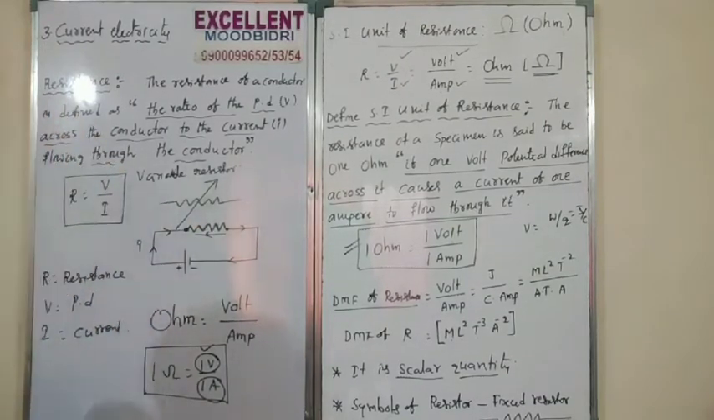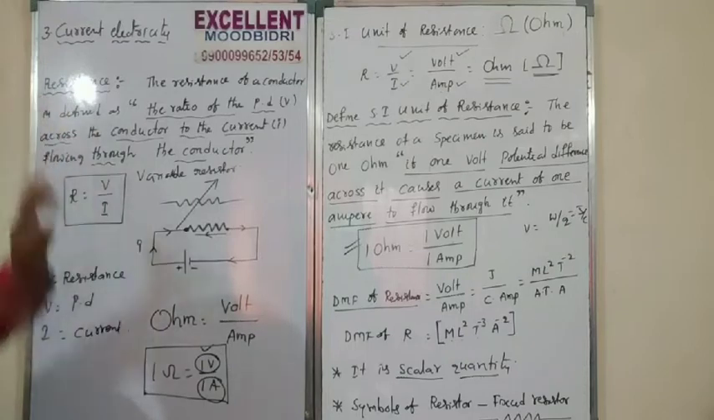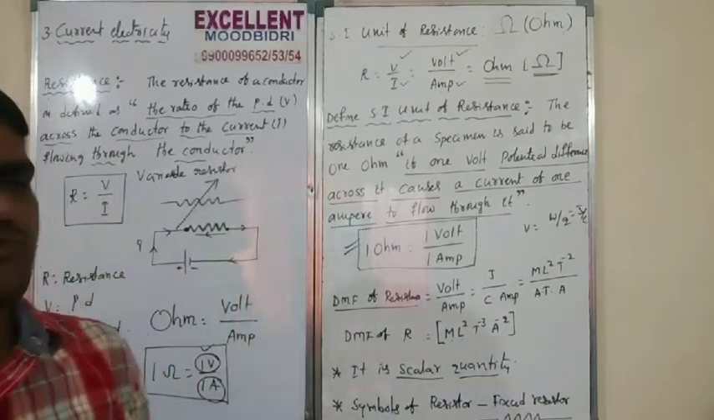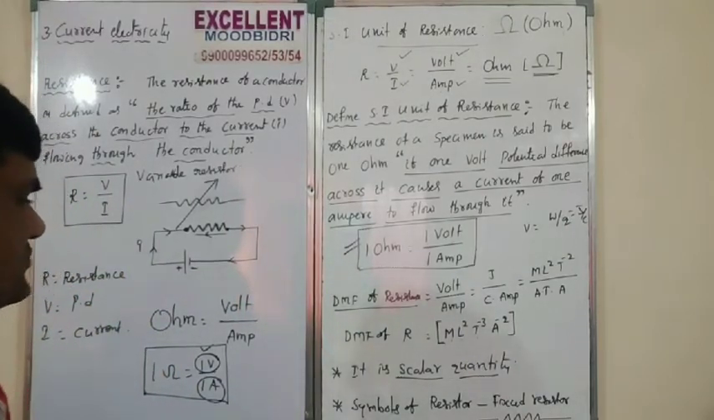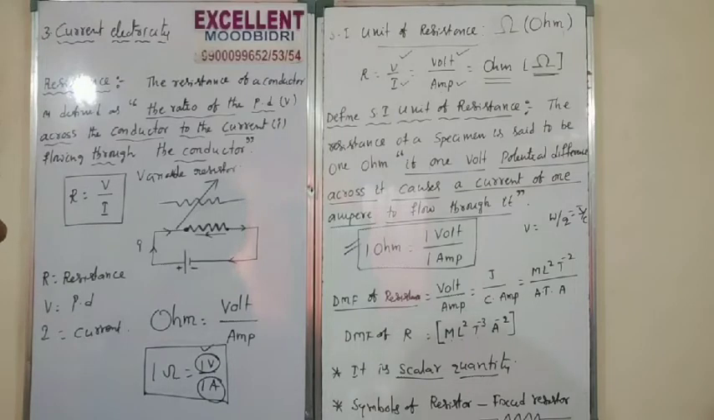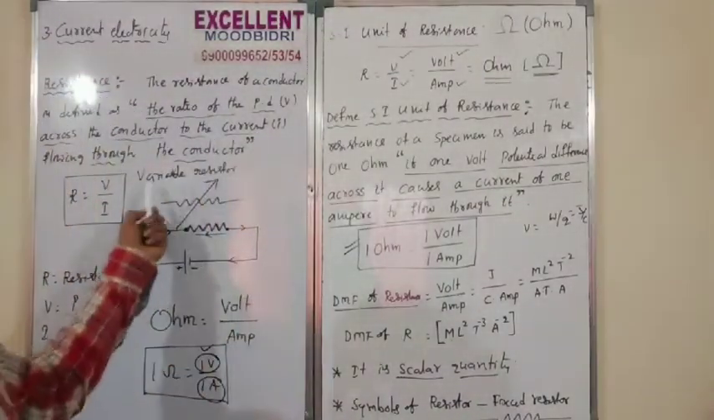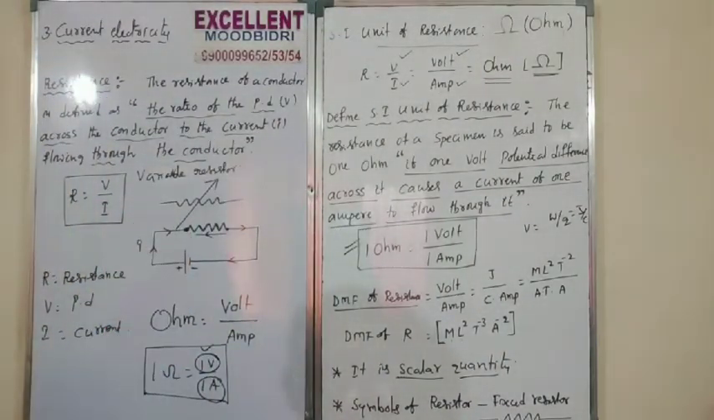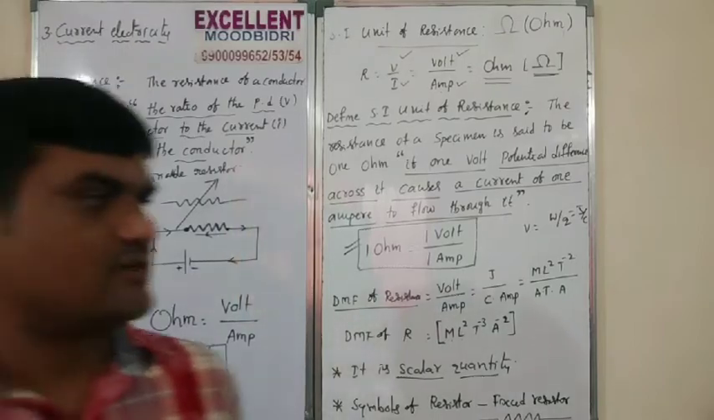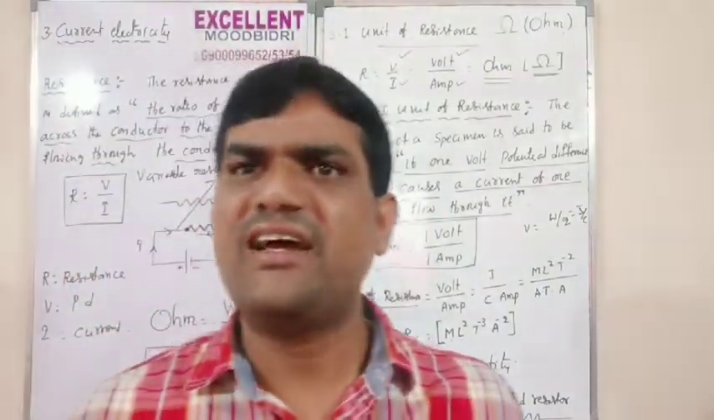Right, this is the small information about resistance. Resistance definition, dimensional formula, as well as SI unit, okay, and physical quantity. It is a scalar quantity. And symbol of resistor. So there are two symbols, fixed resistor as well as variable resistor symbol. Are you clear? Right. Next, what are the factors affecting the resistance?